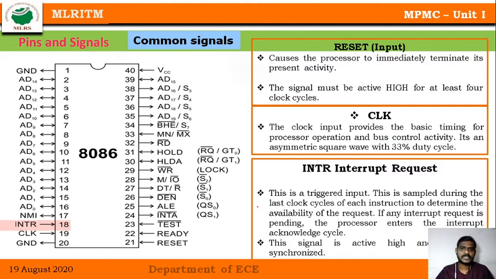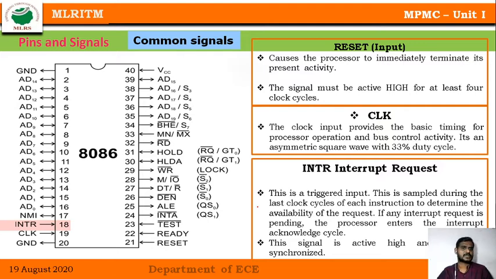And one more common pin, pin number 18, is called INTR, which is nothing but an interrupt. This is an interrupt pin. This is a level triggered input. This is sampled during the last clock cycle of each instruction to determine the availability of the request. If any interrupt request is pending, the processor enters the interrupt acknowledgement cycle. This signal is again an active high signal and internally synchronized.